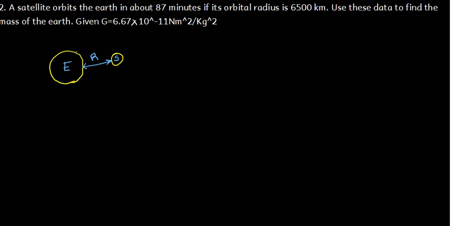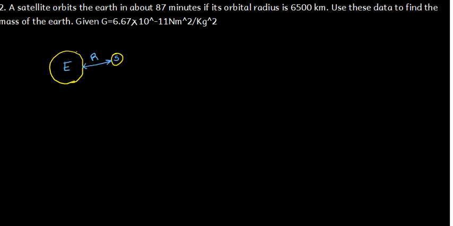A satellite orbits the Earth in about 87 minutes. If its orbital radius is 6,500 kilometers, use this data to find the mass of the Earth. Well, we've been told this is a satellite which is orbiting the Earth, and it takes 87 minutes to orbit the Earth. For it to go around the Earth and come back to the same position is going to take 87 minutes.